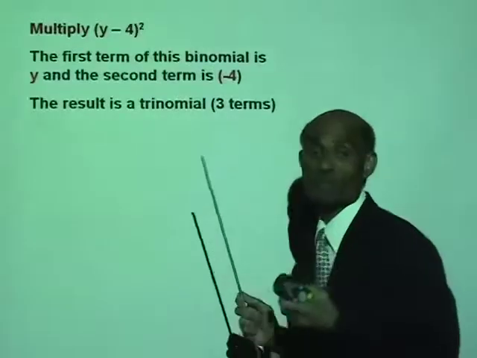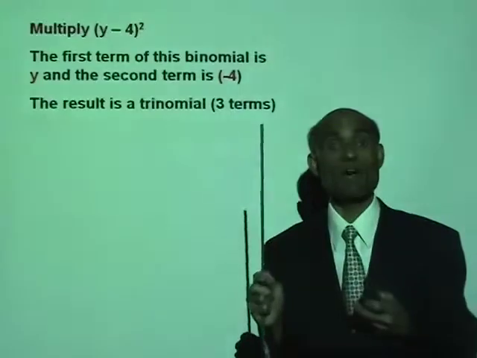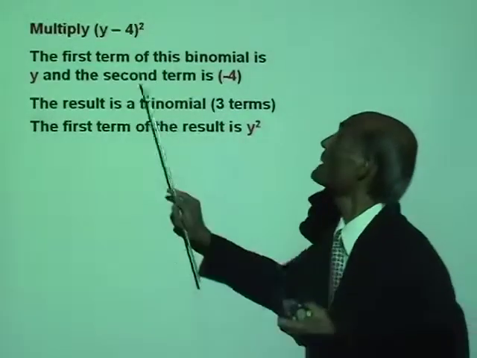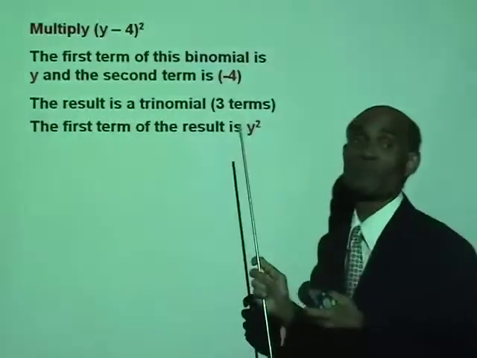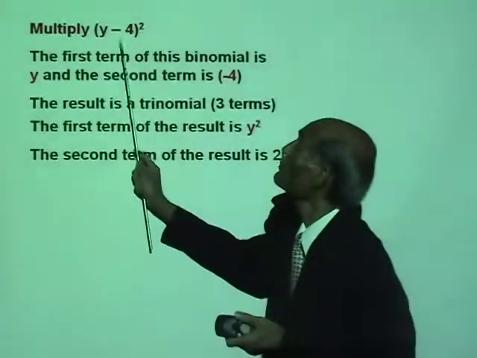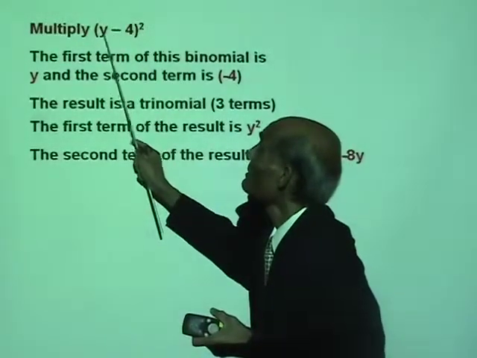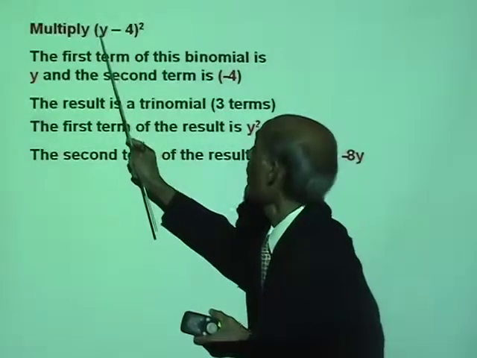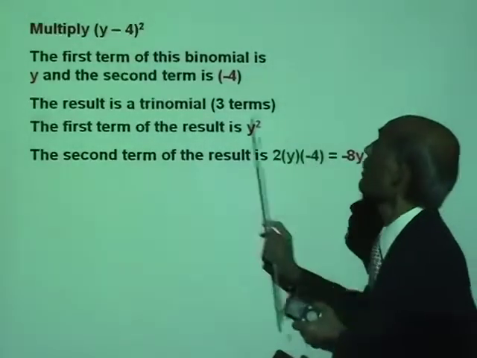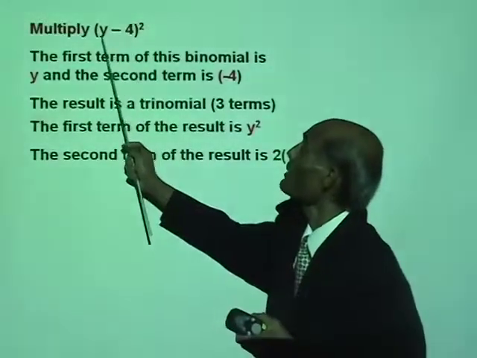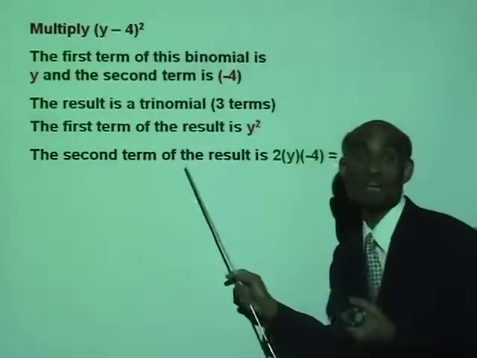The result of multiplying this will have 3 terms. What are the 3 terms? The first term is the square of the first term, that is y squared. The second term is the power multiplied by the two numbers, y times negative 4. Multiply the two terms of the binomial and then multiply it with the power. So that will be the second term.